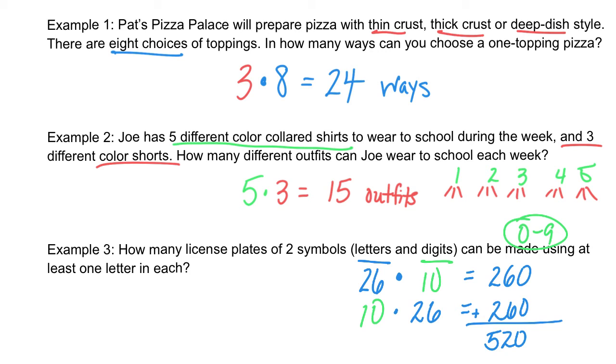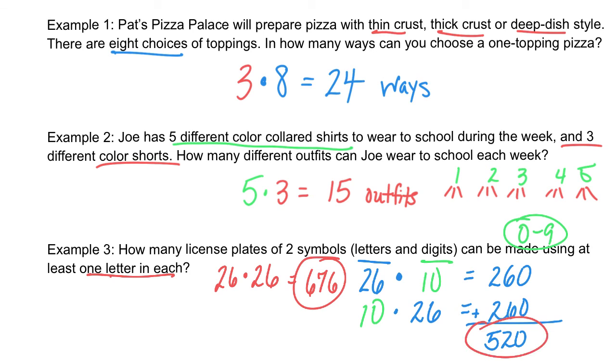But remember, it says that there has to be at least 1 letter. Our next option is I could have just letters and no digits. So if I multiply 26 times 26, I get 676. So you actually have to add all of that up. And there are 1,196 different license plates for this.